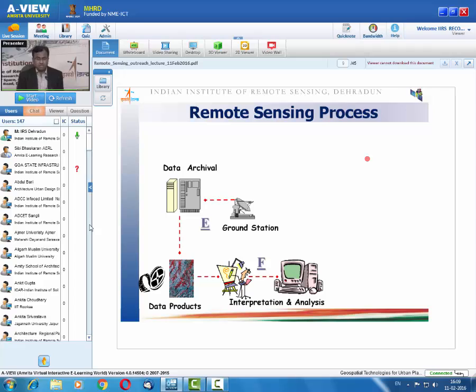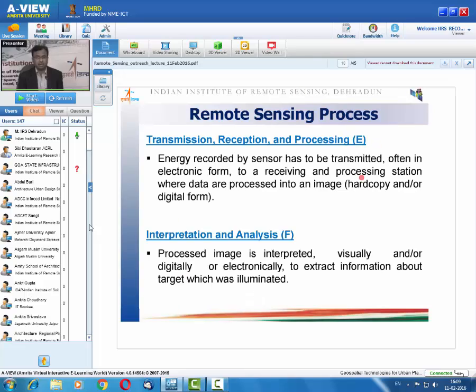Once this data is received at the ground receiving station, it is sent to the ground archival system, and later, as told earlier, a useful product is generated and given to the user for interpretation and analysis. During the process of transmission, reception and processing, which in recent times is often done in electronic form, the processing station normally gives the data to the user in the form of an image.